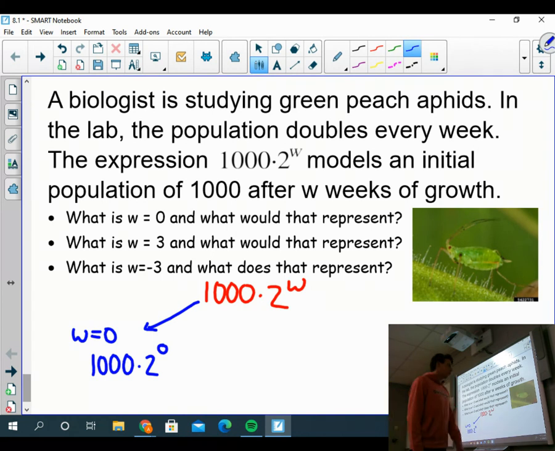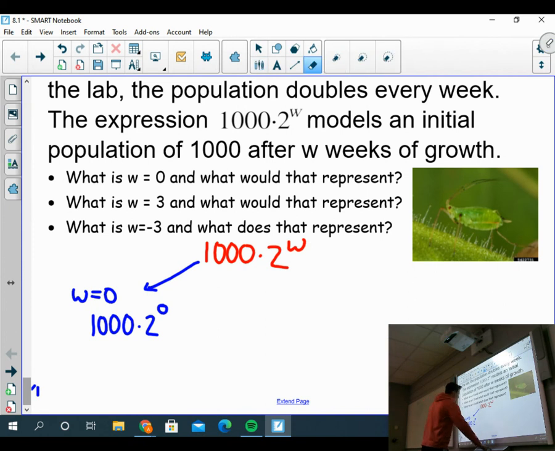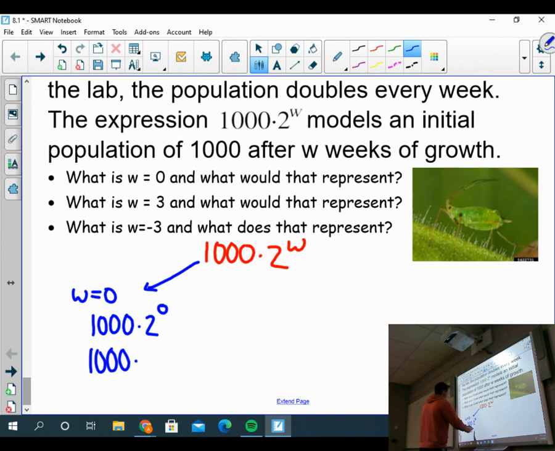No simplifying necessary because we don't see any negative exponents or anything like that. Now, be careful. The temptation will be to go, oh, 1,000 times 2, 2,000. But remember, we have to work through our exponents before we handle our multiplication according to the order of operations. So here I'm going to handle 2 to the 0 before I do 1,000. So this will be 1,000 times 2 to the 0, which is 1. And I end up with 1,000.